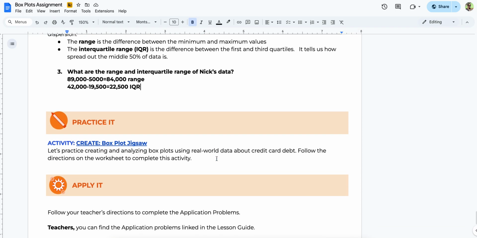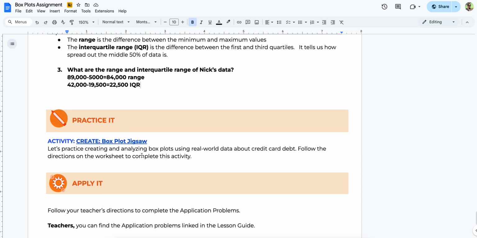Okay, because I'm not here, we are going to skip this activity, create a box plot jigsaw. If we have time when I get back, we will complete that. But for now, this is your note page, and I'm going to have you go ahead and work on your application of this next.